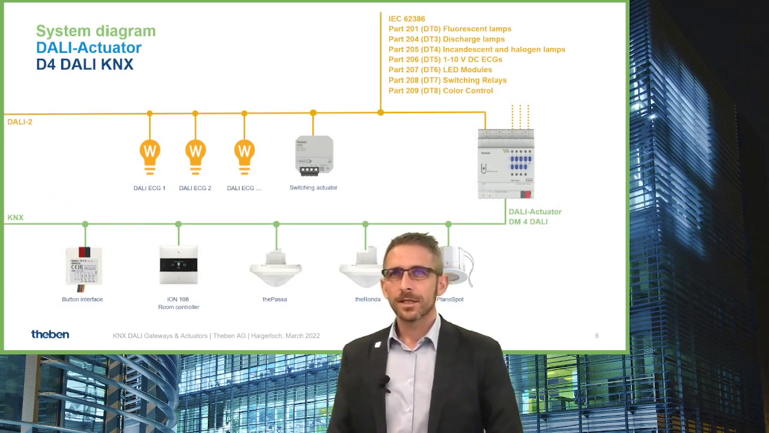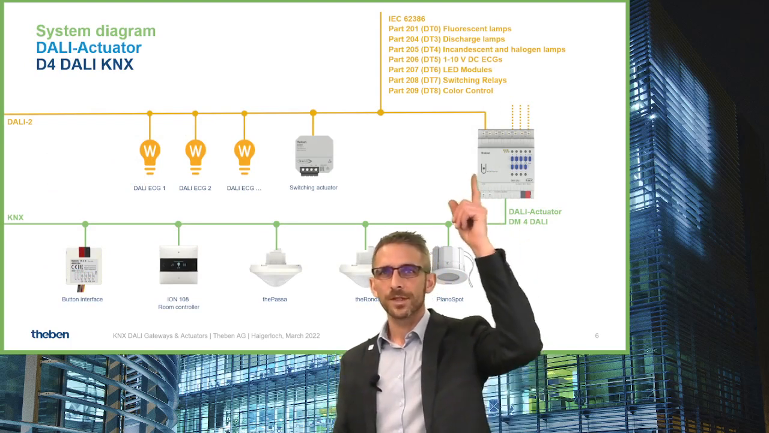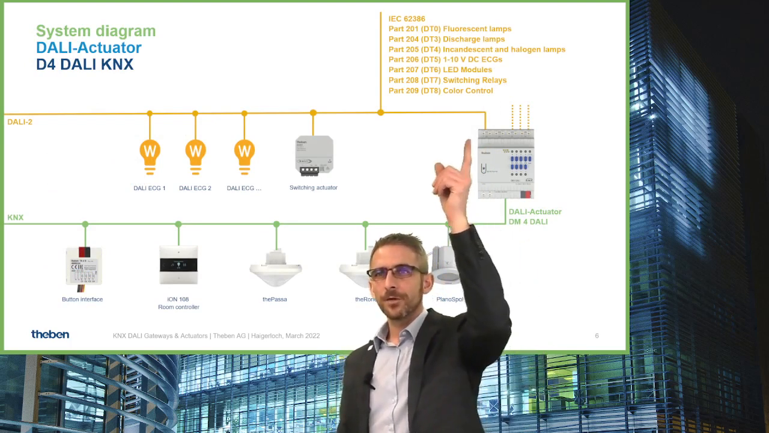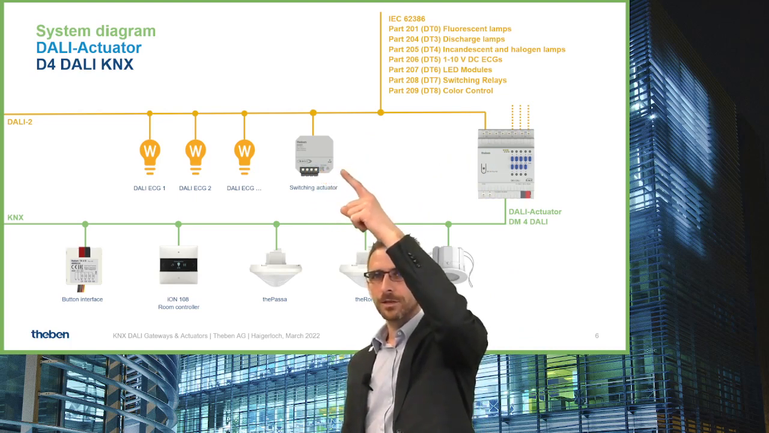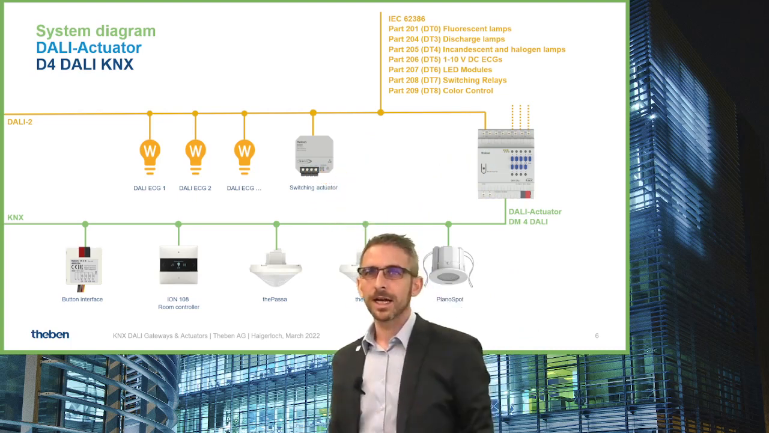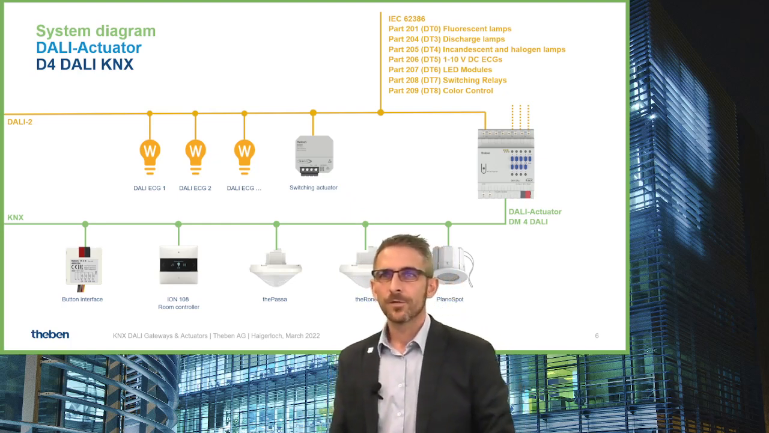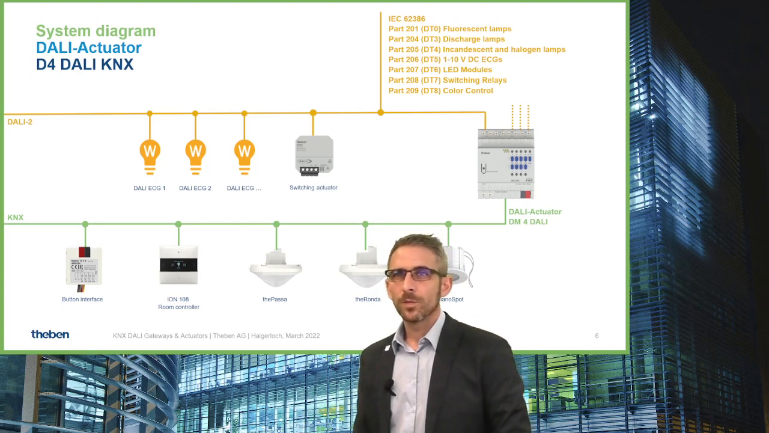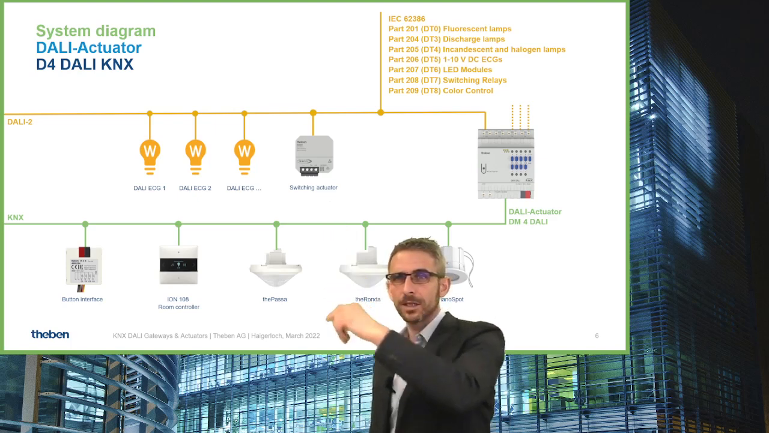So here we can see a system diagram of how we can connect different devices to the DALI actuator. In this case we have connected, for example, to channel 1 different DALI control gears, and we have connected also, for example, a DALI relay, which is in this case the SU1 DALI 2 from our portfolio, which has also a DALI interface and a floating contact. We will talk about this product a little bit later.